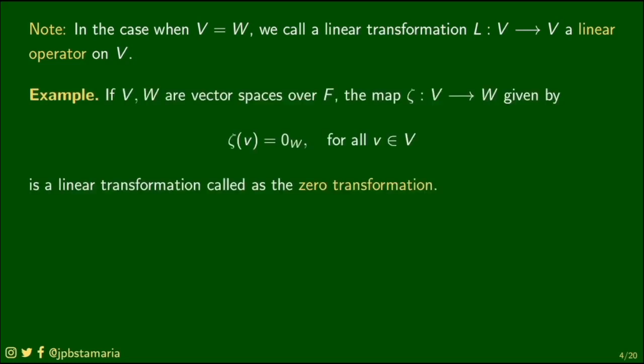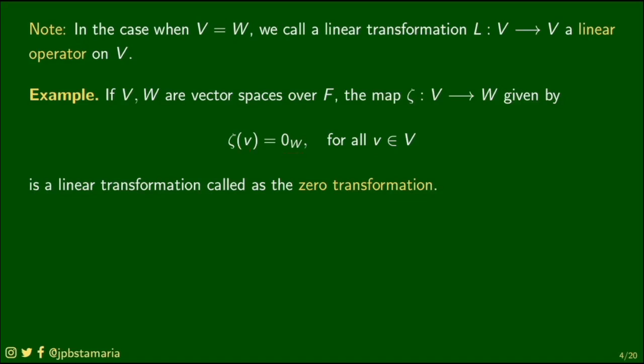To give you some examples, here we have two vector spaces V and W over F. Consider the mapping zeta. Zeta takes V to W in the following manner. It takes every vector v from capital V to the zero vector in W.